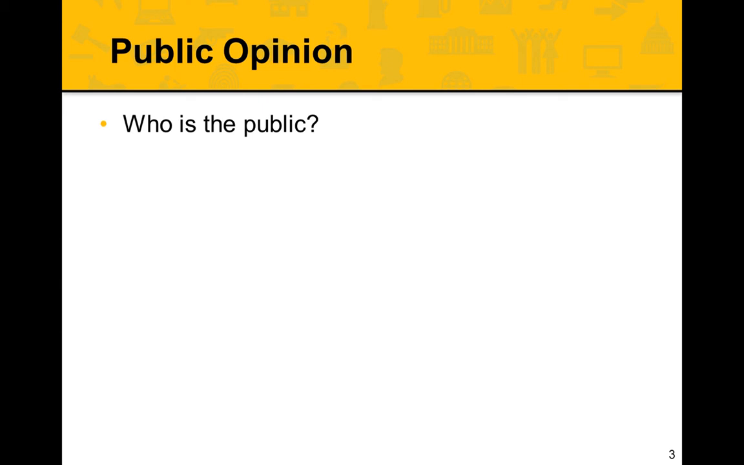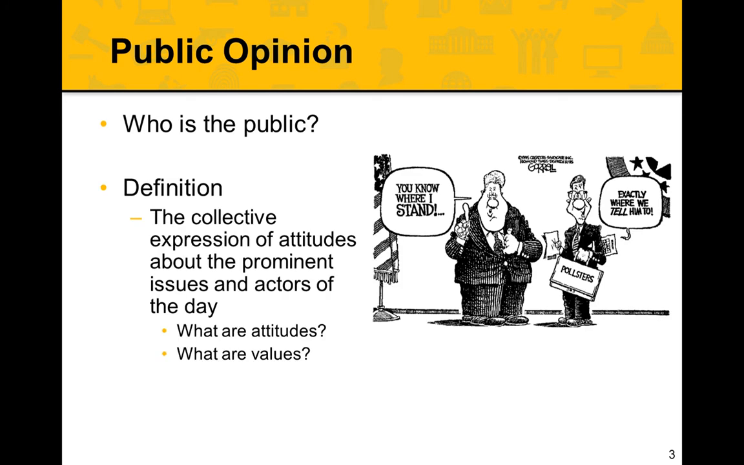And the other way to think of public opinion is an expressed attitude. So we might think of defining public opinion as the collective expressions of attitudes about the prominent issues and actors of the day. So public opinion is the shared opinions or the collective opinions of individuals that have a common concern on prominent issues and actors of the day. So what are attitudes? Attitudes is just your specific preference for things, and we'll talk about how attitudes and opinions are developed momentarily. And values are principles that shape a person's opinions, and in our case, opinions about politics.